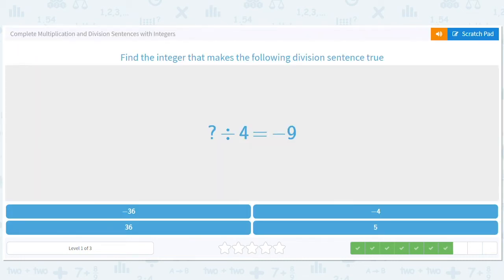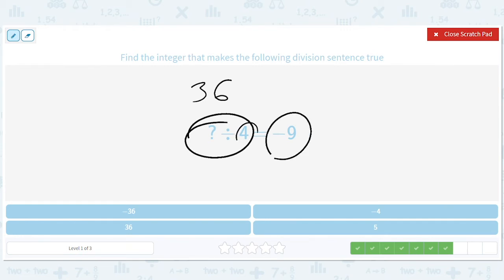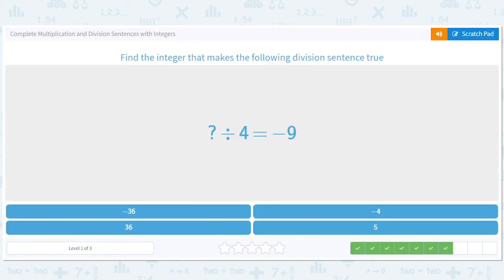What divided by 4 is 9? So what divided by 4 is 9? 36 divided by 4 is 9, but how many negatives do we need on this side? We need 1 negative, and the 4 isn't negative, so it's got to be negative 36. Negative 36 divided by 4 is negative 9.